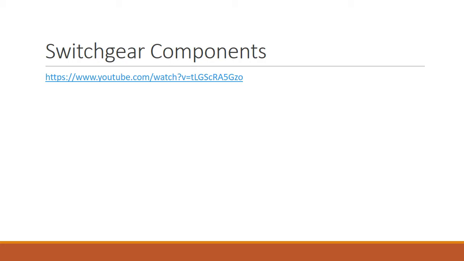So now, let us look at the general list of components found within a medium voltage switchgear. Please pause this video and view the recommended video in a new tab, and resume this video when finished with the other video. The link is in the video description titled Switchgear Components. So now please pause this video and view the other one before moving forward.